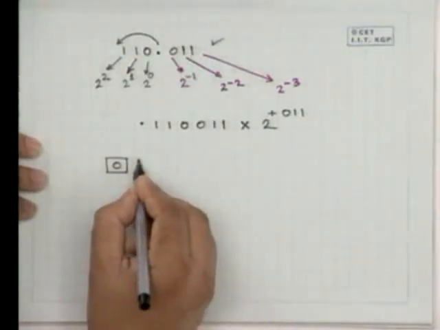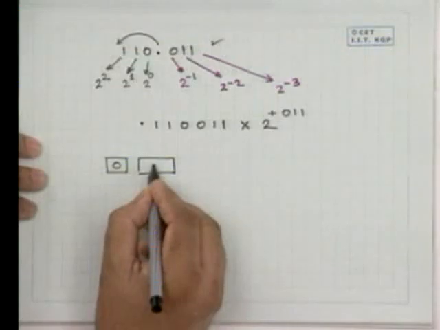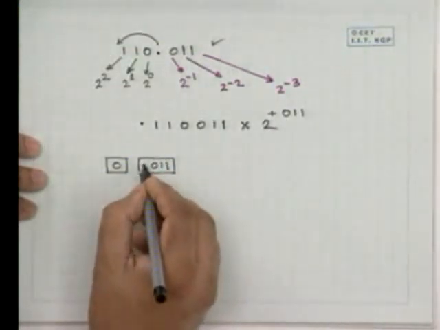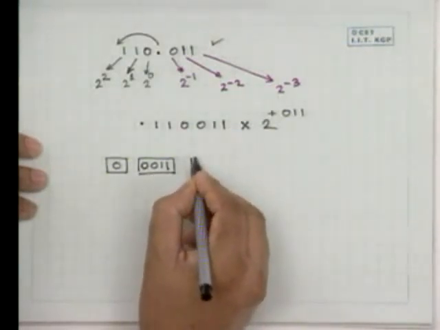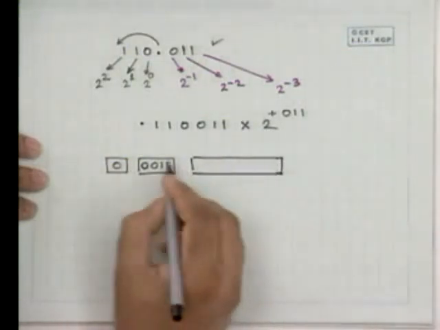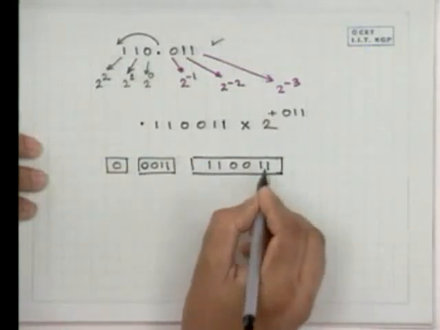Then we keep our exponent bits, say 0 1 1, that this is a positive exponent. To represent that, we have this 0 bit over here, and then we have what we call the mantissa bits, that is 1 1 0 0 1 1, right.